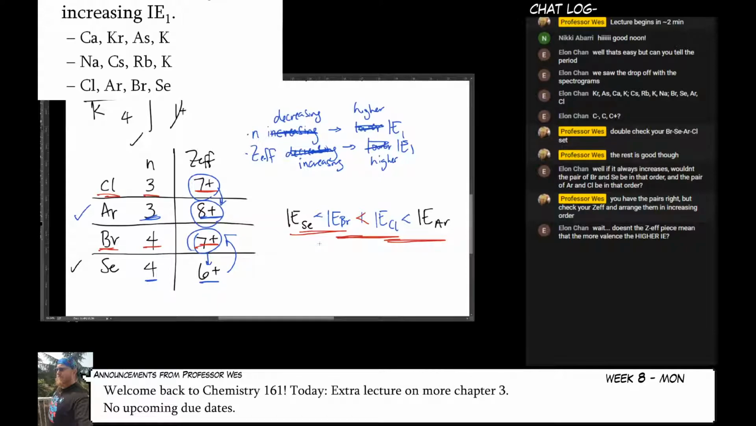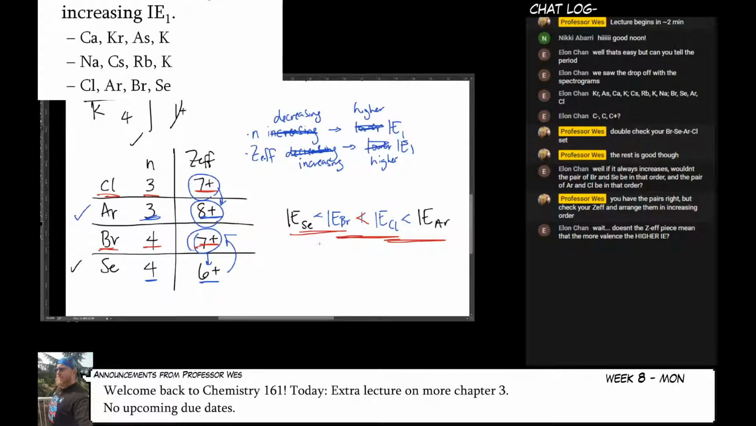So the Z effective piece is the charge that the electrons feel. And even though there are more valence electrons, the ionization energy still goes up. Like you might think, oh, there's more electrons. Why is my energy going up? The electrons should repel each other.